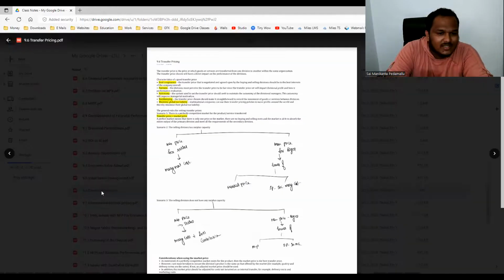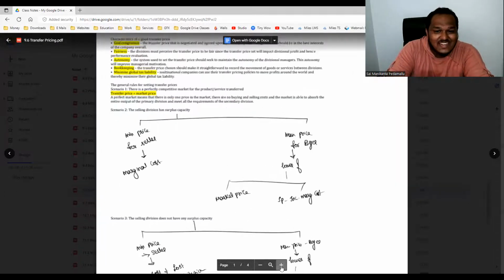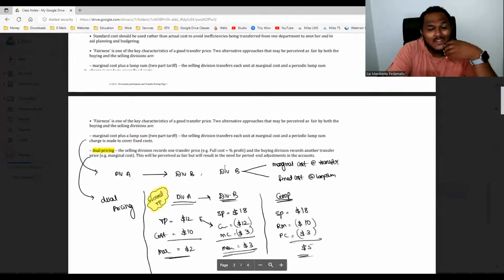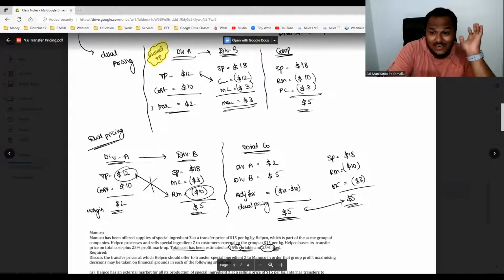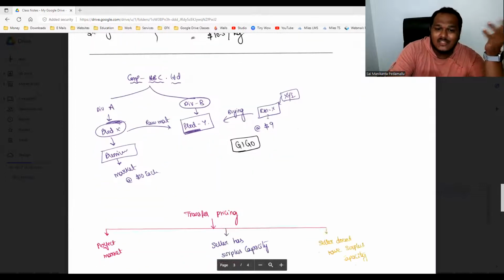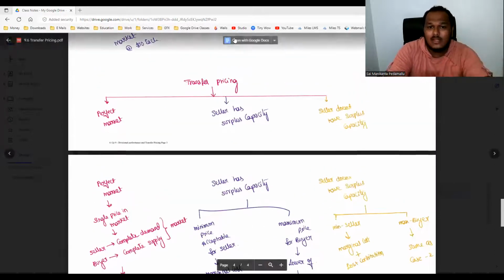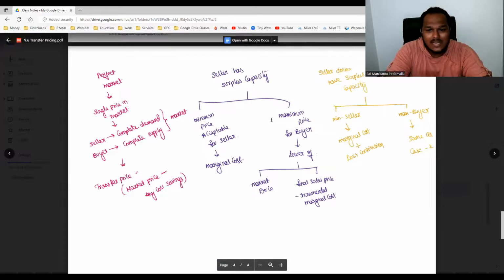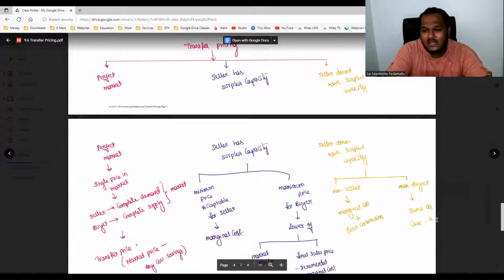9.6 transfer pricing. See, this is my class notes and my actual handwritten notes. Vivek has taken this and made it into that nice looking chart. This is what I told you. I do not pay attention to how my notes look. It's basically what I share with my students and they can make it nicer. This is the one that I used in my class. Transfer pricing, perfect market, seller has surplus, seller does not have surplus, minimum price, maximum price, market price, final sale price minus incremental. This is the same thing that he has taken and made look more beautiful, I believe.